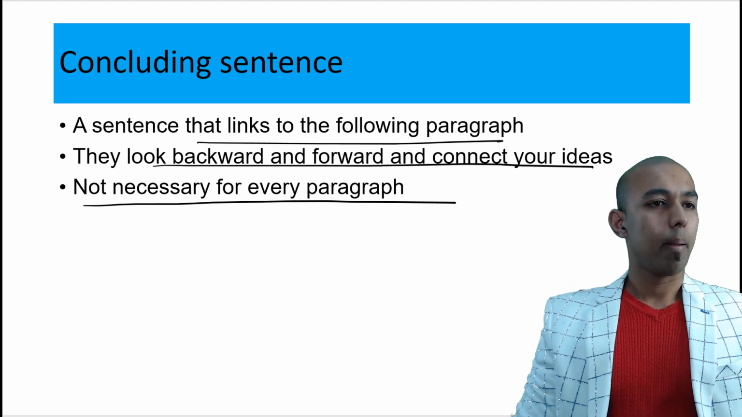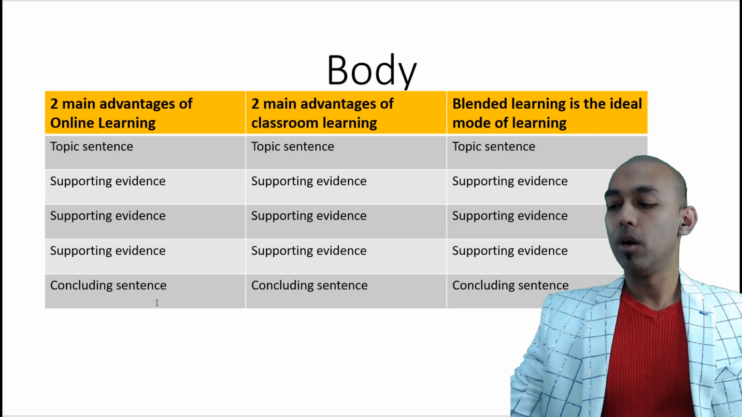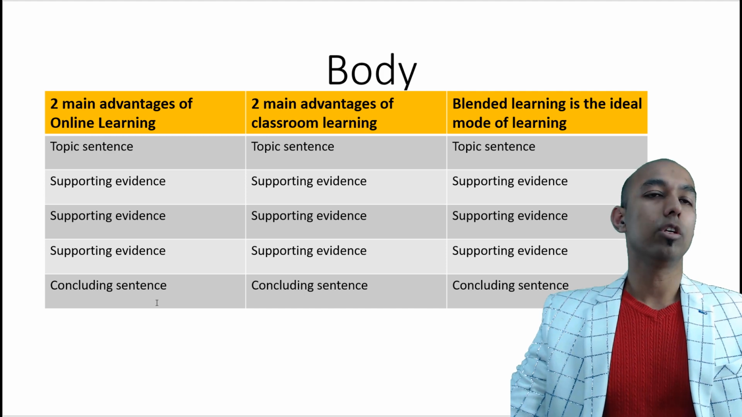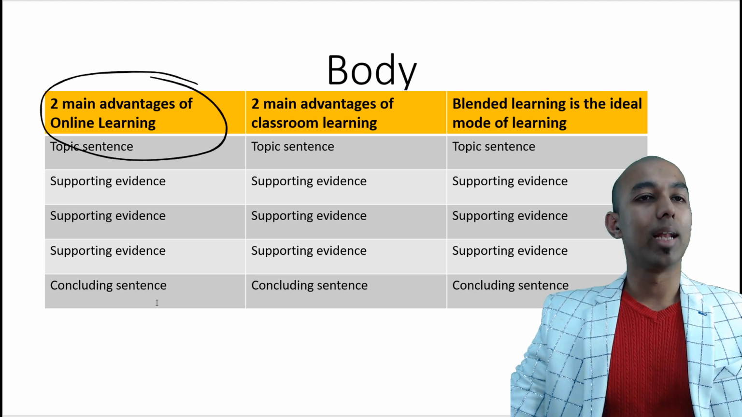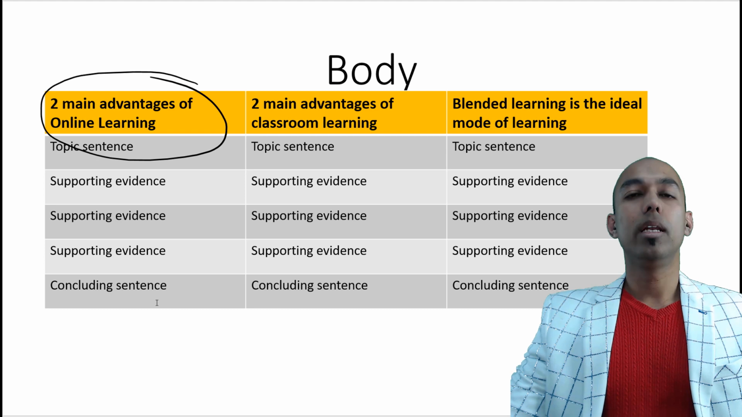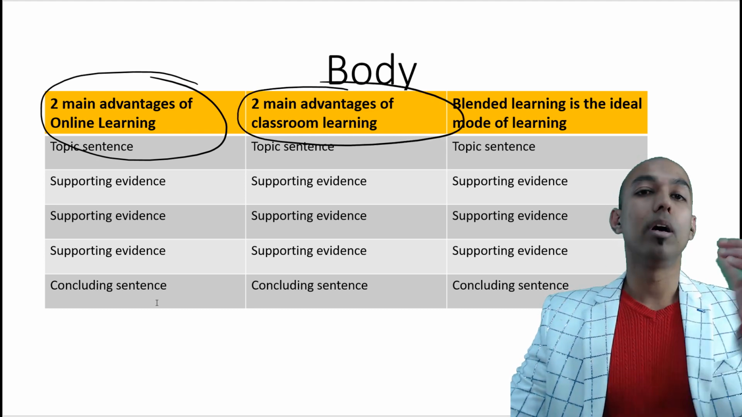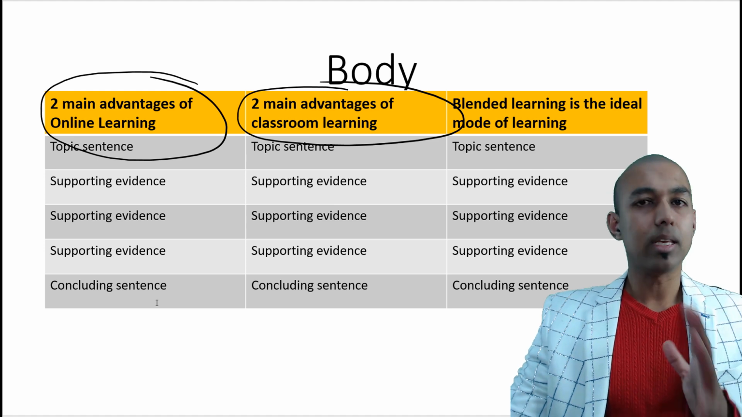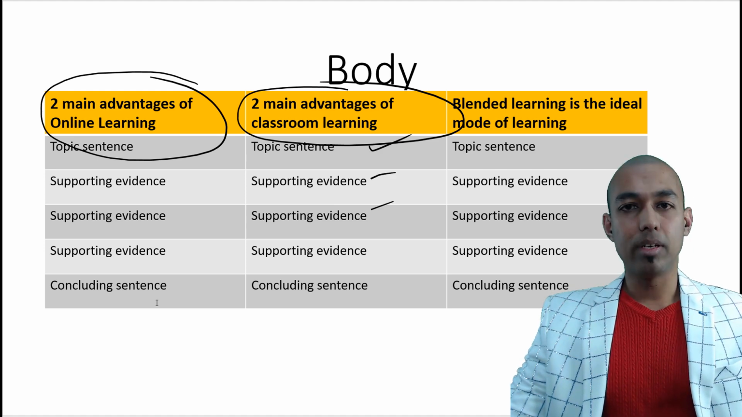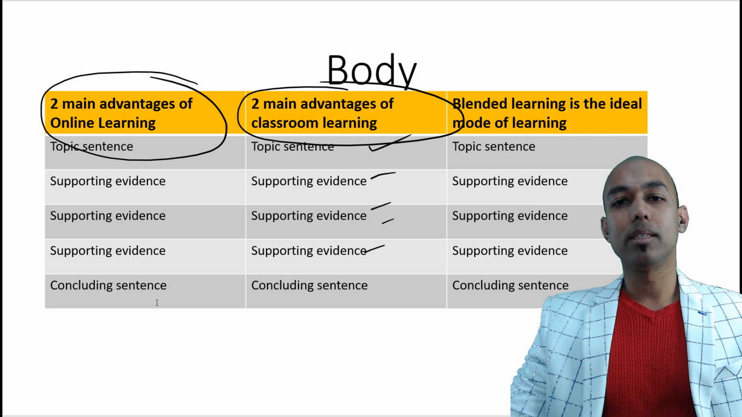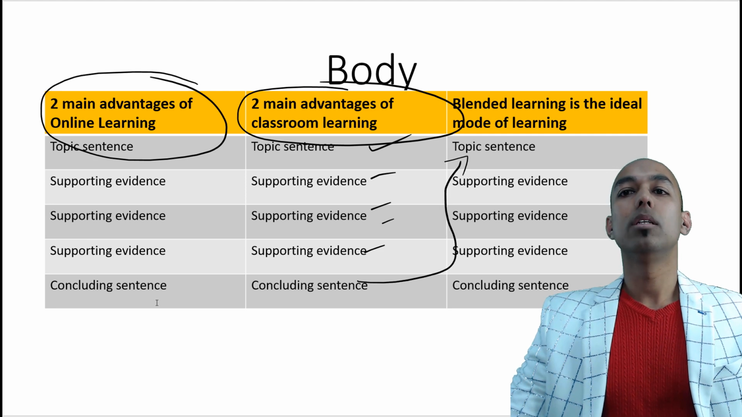So, how it's going to look like in our essay. First paragraph, 2 main advantages of online learning. In your second paragraph, you're going to talk about the 2 main advantages of classroom learning over online learning. Same deal: topic sentence, evidence, evidence, evidence, concluding sentence, you link it to topic sentence.